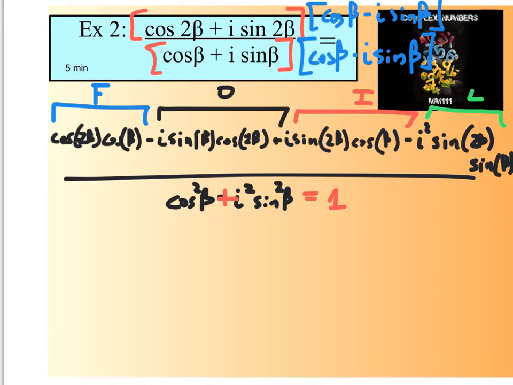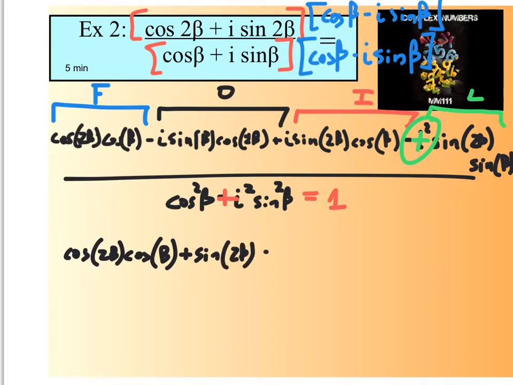Makes things easy. Now the numerator, what I'm going to do is group the blue portion and the green portion, and I'm also going to group the black and the red. So what happens with the green portion is this minus i squared becomes just a plus 1. So the blue and the green become the following. I get cosine of 2 beta, cosine of beta, plus sine of 2 beta, sine of beta.